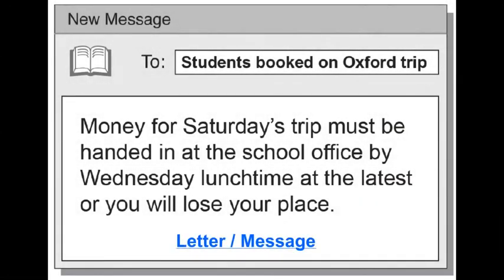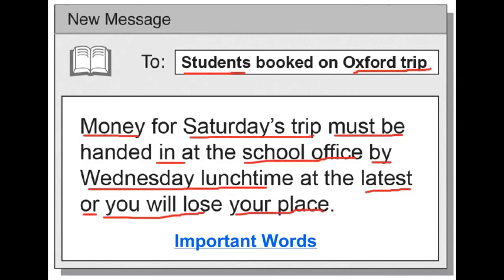Let's start with our letters. The first one is a general letter, just like our first text was a general text. They're very similar, and the way of identifying the important vocabulary is also very similar. Let's do it. Students' Oxford trip. Money for Saturday's trip must be in school office by Wednesday lunchtime latest, or you will lose your place. What's the purpose? To say when payment's due. Who's it for? The students on the Oxford trip.